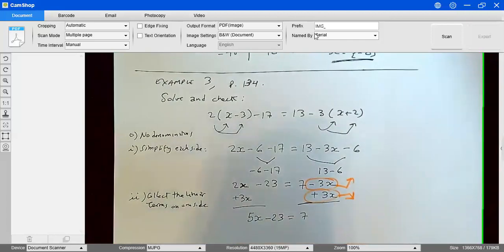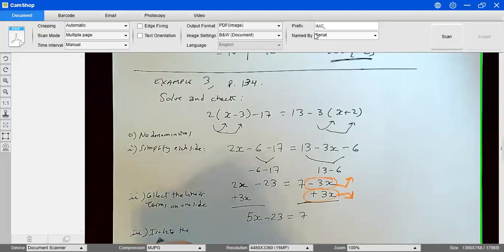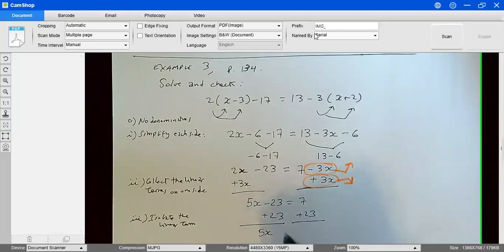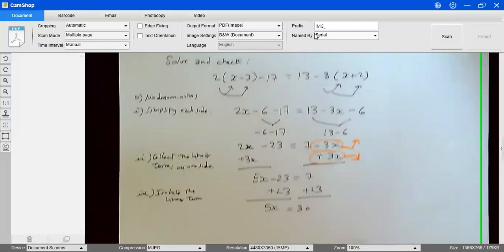So the next step is we're going to isolate the linear term. So to do that, we're going to add 23 to both sides of the equation. So I'm going to get just 5x on the left-hand side. That's my linear term. And I'm going to get 30 on the right-hand side.